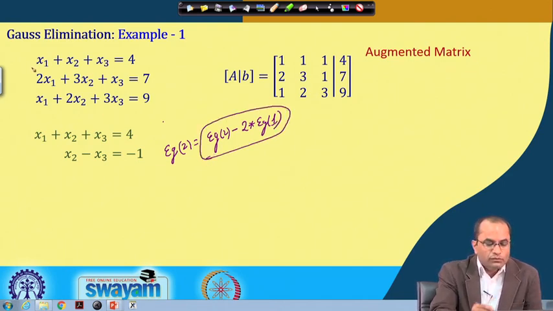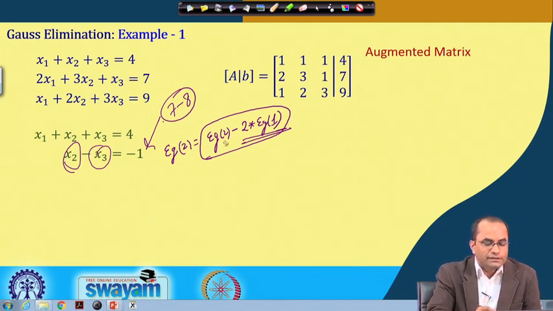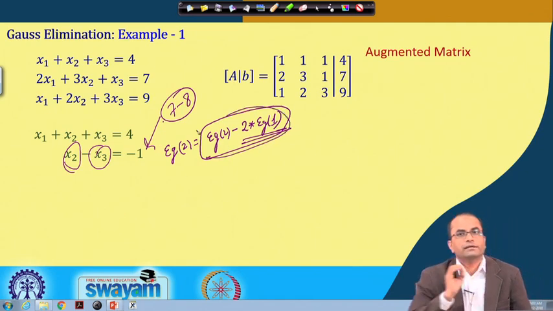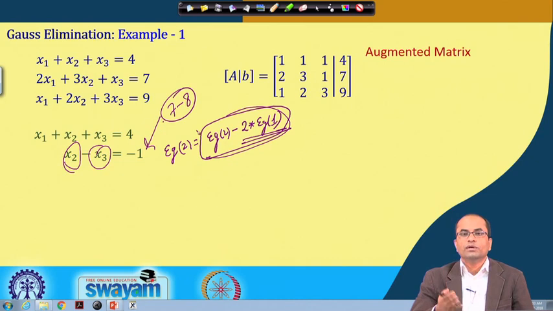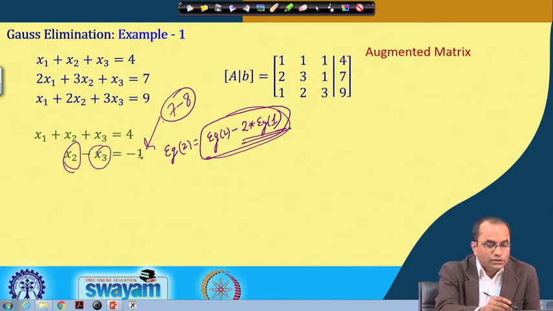So, 2 times equation number 1, and then we subtract here. So, the x 1 term will cancel out. Here we will get 2 x 2 and here 3 x 3. When we subtract, we will get x 2 here, and then 2 x 2 minus x 3 gives minus x 3, and then here 7 minus 8, so that will be minus 1. So, we have just done this operation: we multiplied equation number 1 by 2 and subtracted it from equation number 2.